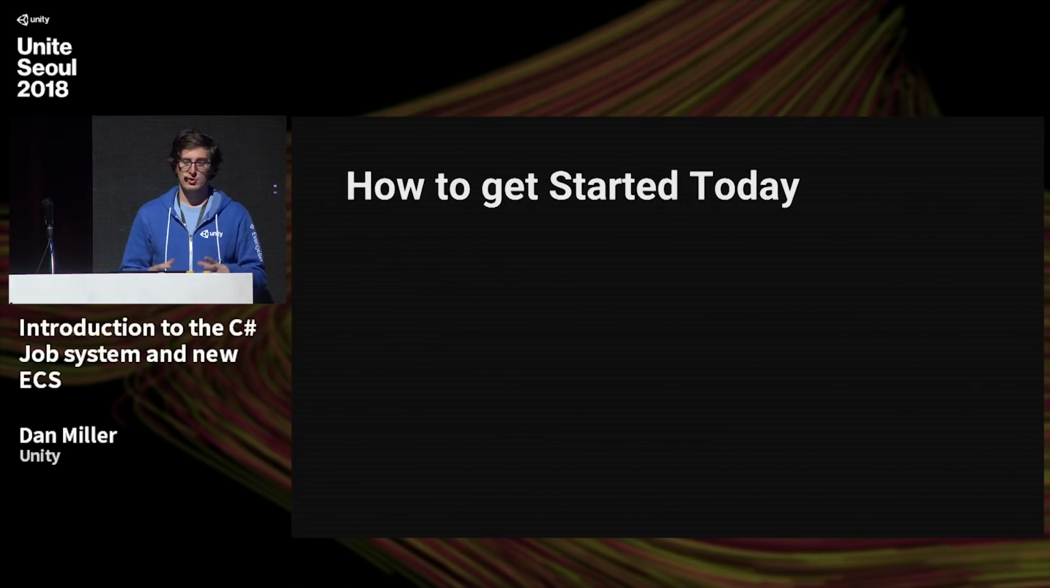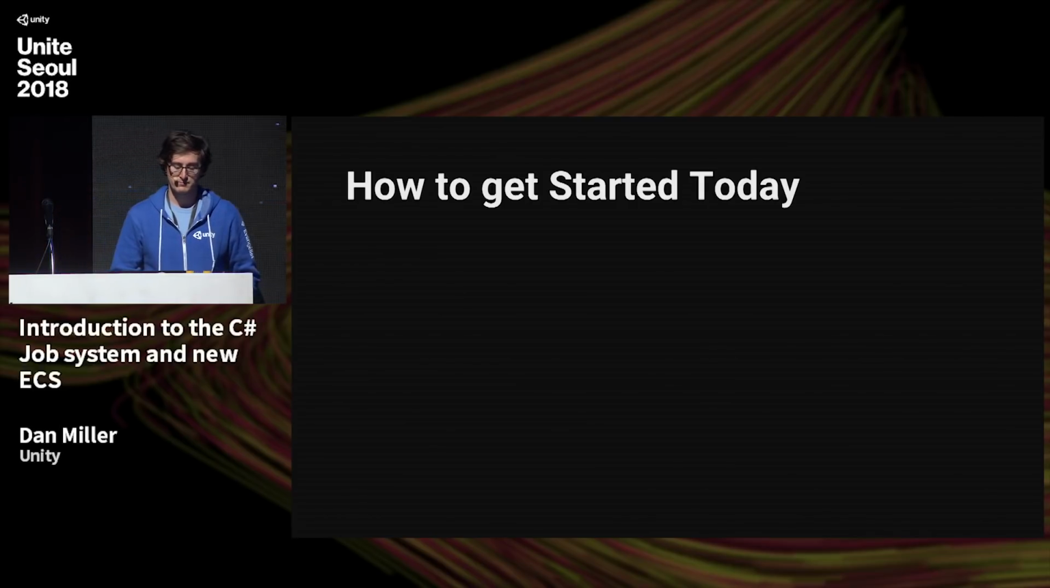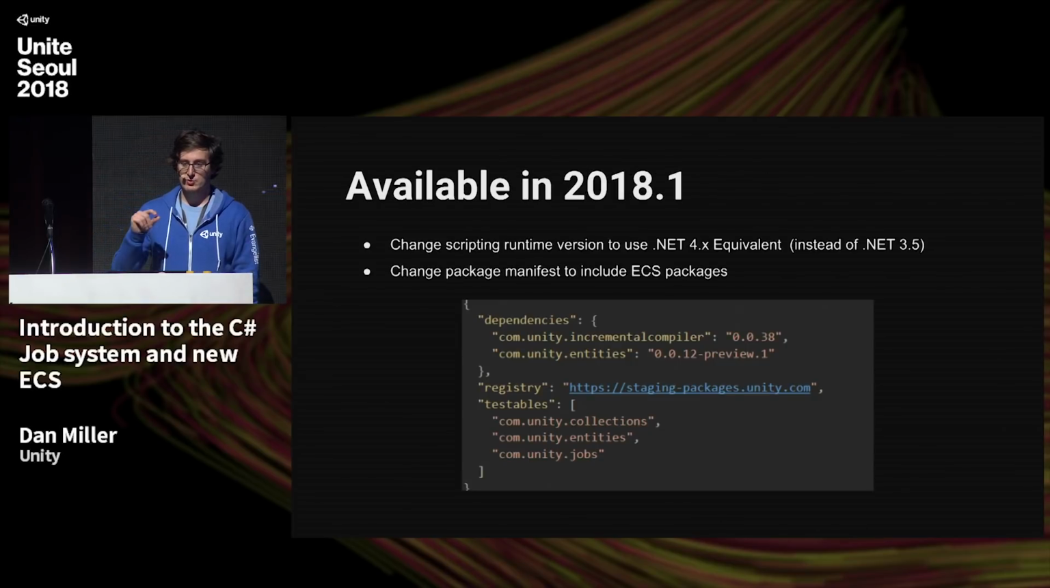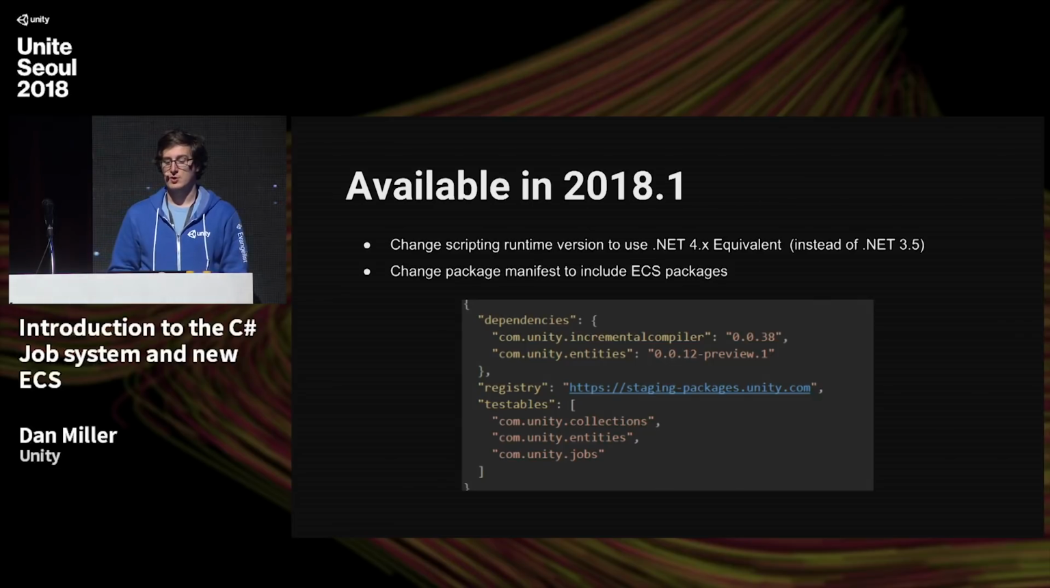So now I'm going to tell you a little bit about how to get started today and show you a couple steps to do that, and then we're going to start building a demo and coding in the new ECS and C# job system. So to get started today, you'll need to download 2018.1, which actually launched today. And you'll need to change the scripting runtime from the .NET 3.5 to the .NET 4.x equivalent.